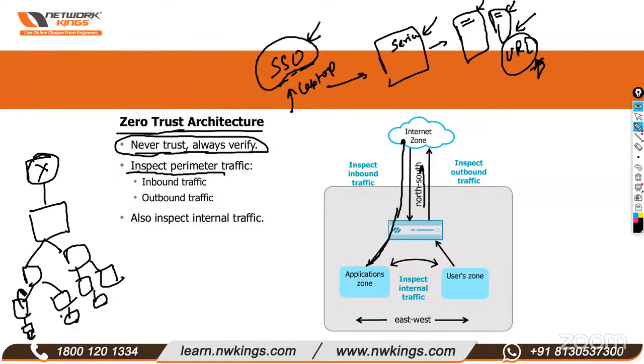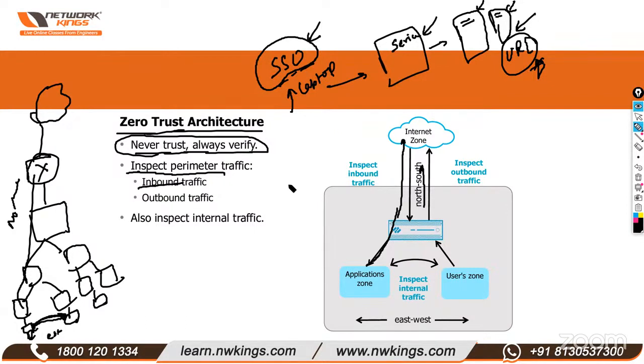So if somebody is going to the internet, this is known as north-south traffic. So it is going down to up, right? If something is going like this, east-west traffic from one VLAN to another VLAN, it's called east-west traffic. So this may be basically internal traffic, and this will be external traffic because it is going to the internet.